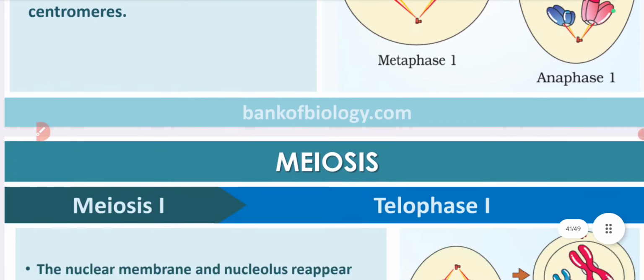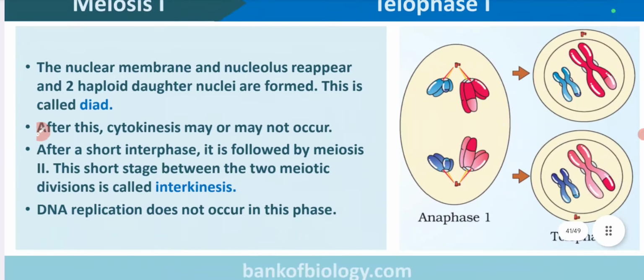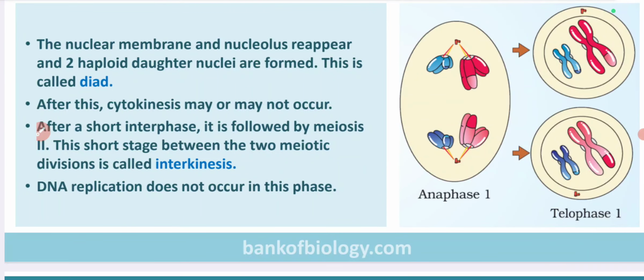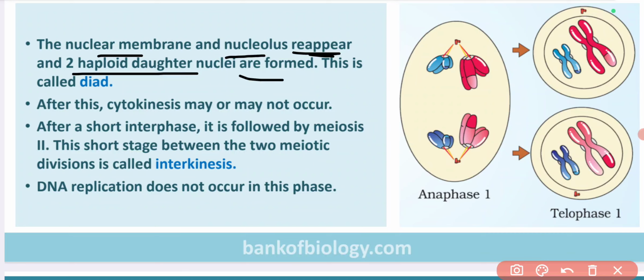Okay. Next, telophase 1. The nuclear membrane and nucleolus reappear, and two haploid daughter nuclei are formed. This is called a dyad of cells.